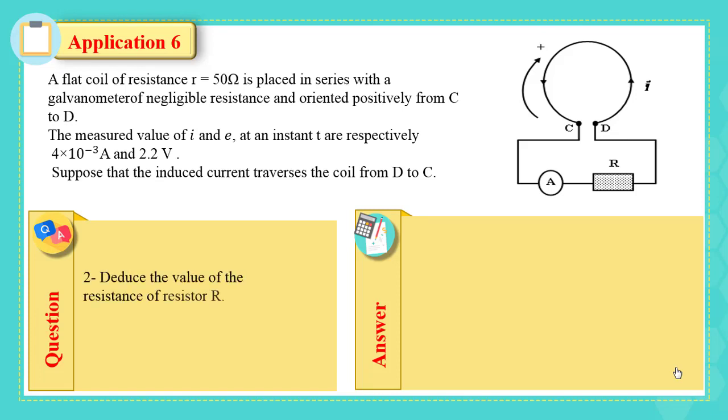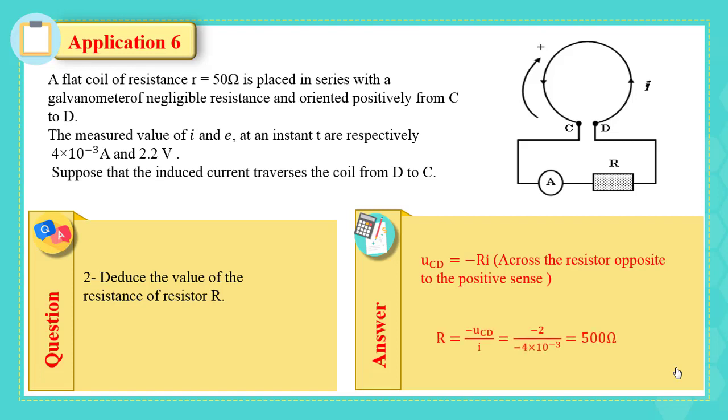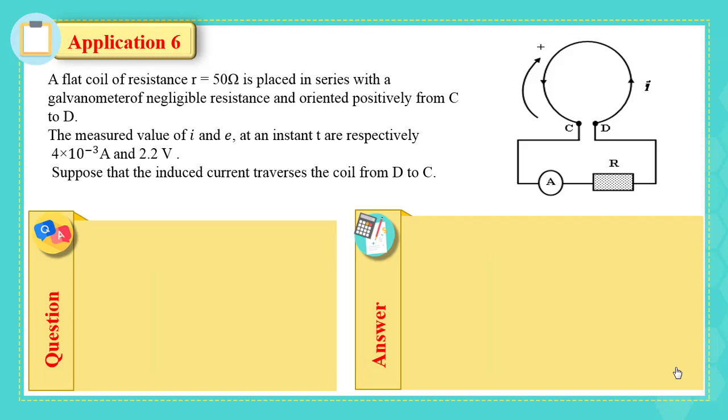2. Deduce the value of the resistance of resistor R. According to Ohm's law, U equals Ri, but UCD equals minus Ri. Since UCD is across the resistor opposite to the positive sense, then R equals minus UCD over I equals minus 2 over minus 4 × 10^-3, since I is opposite to the positive sense. So the value of R is equal to 500 ohm.